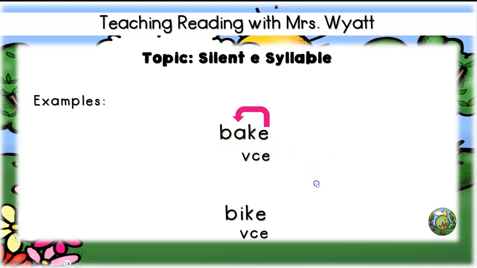Let's look at the next one. So I'm going to label my pattern, vowel, consonant, E. So that E is going to jump over that one consonant. It's going to make this vowel say its name, and it's going to say B-I-K. Bike.